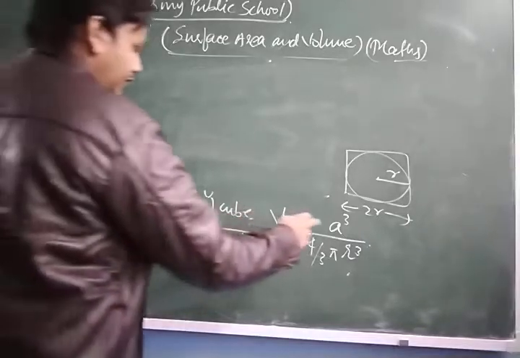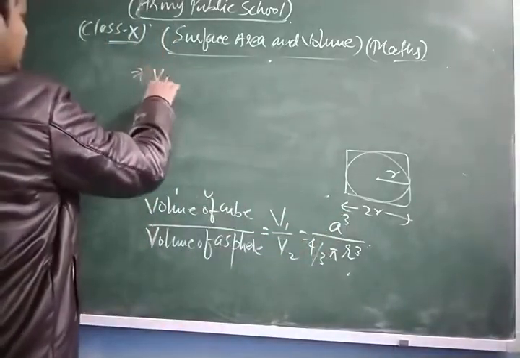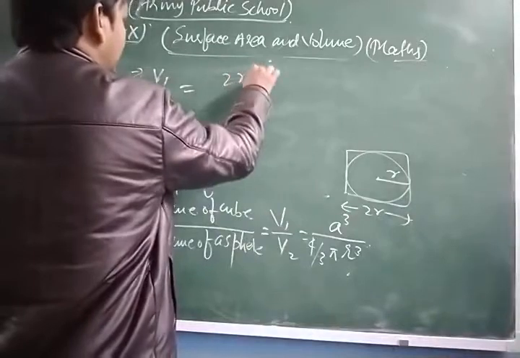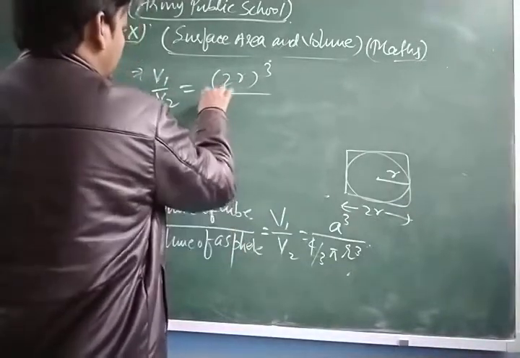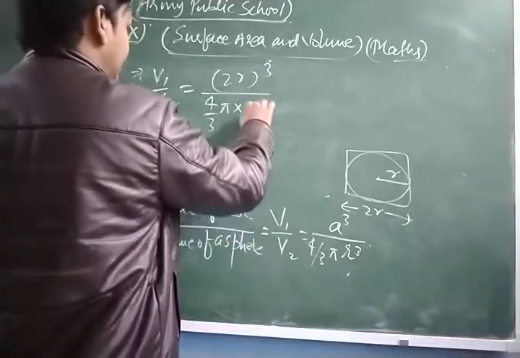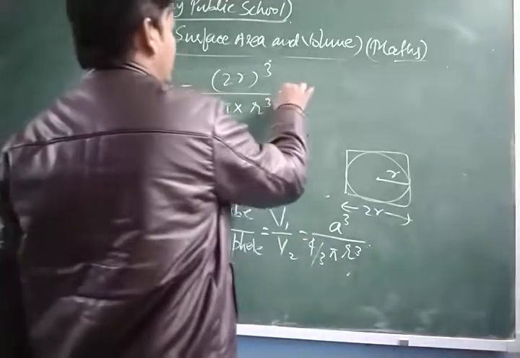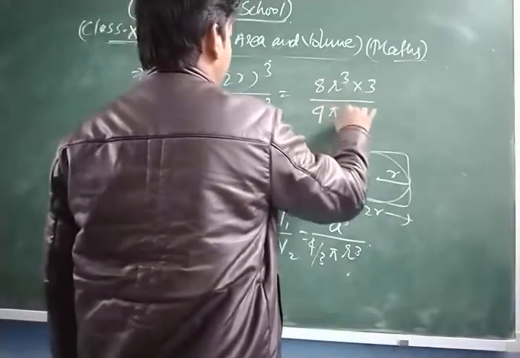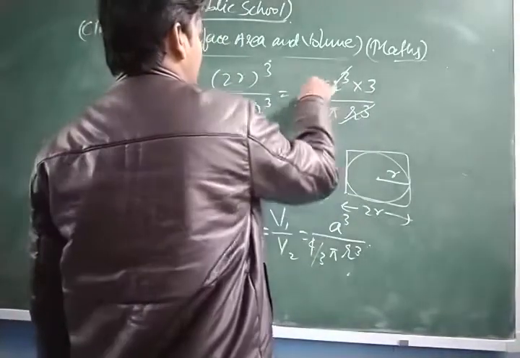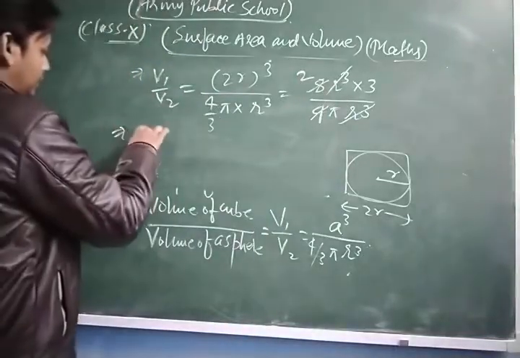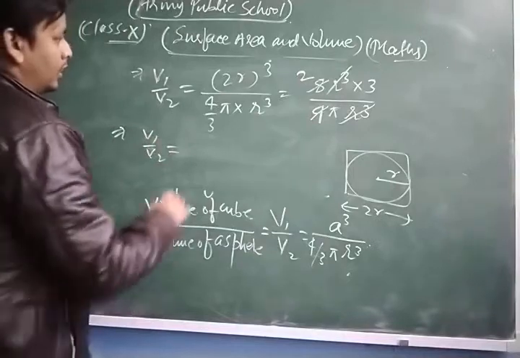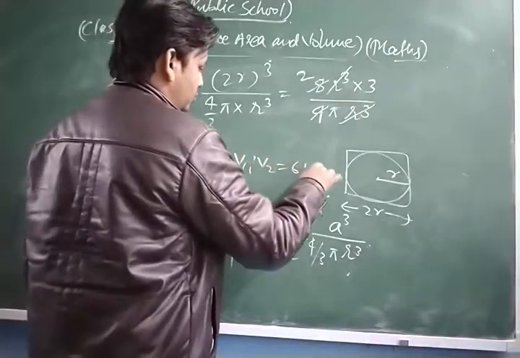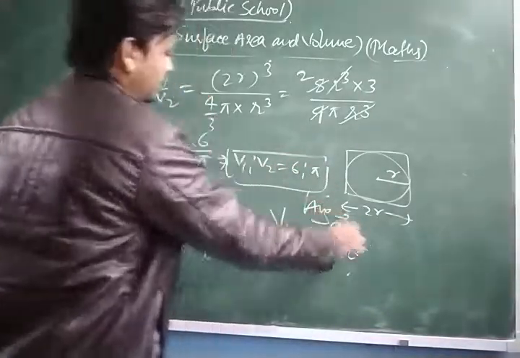Now each edge of the cube is what, 2R. So now look, V1 upon V2 is equal to 2R cube upon 4 by 3 pi into R cube, R as it is because we take R as the radius. 2 cube is 8, so 8 R cube into 3 upon 4 pi into R cube. R cube cancel to each other, 4 into 8. So the required ratio V1 ratio V2 is equal to 6 ratio pi. This is the required solution of the given question.